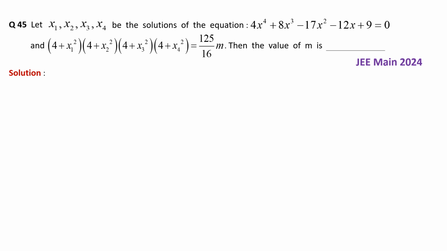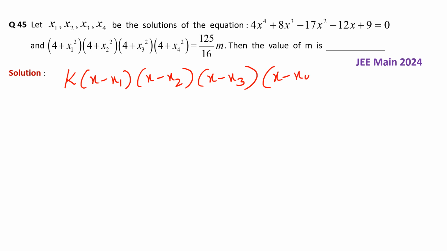Now students, we know that any 4-degree polynomial with the roots x1, x2, x3 and x4 can be written as k(x - x1)(x - x2)(x - x3)(x - x4). Why? Because x - x1, x - x2, x - x3 and x - x4 all become its factors. And here k is a constant.